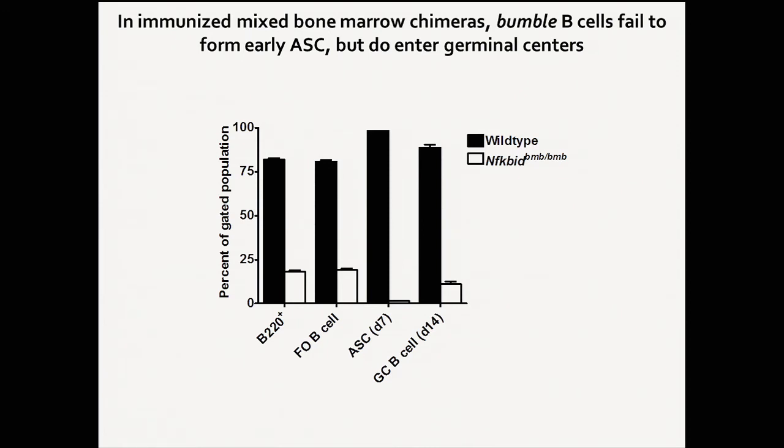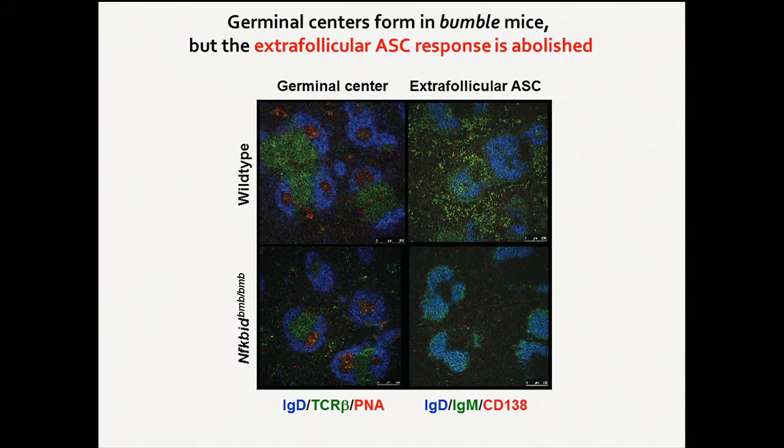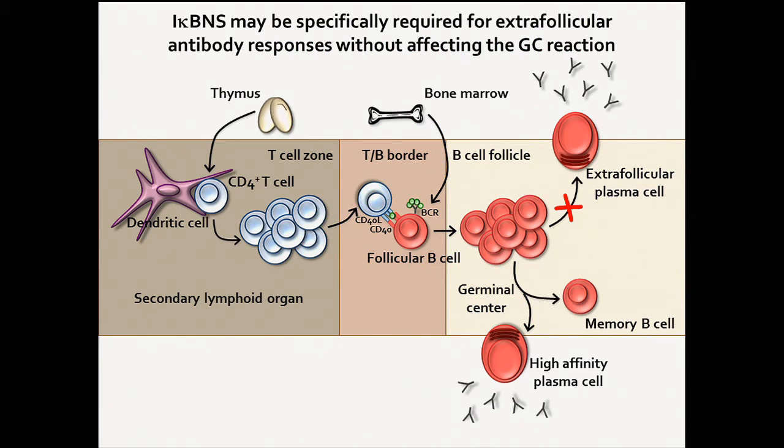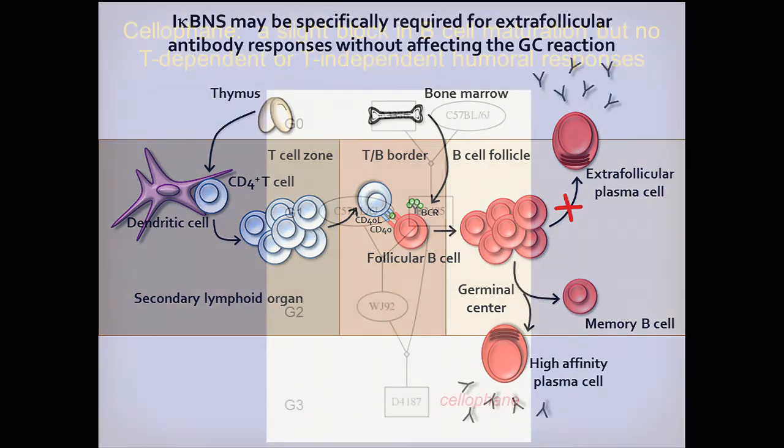Quantitating these data, we then see a disproportionate lack of antibody-secreting cells at day 7 and a fairly normal number of germinal center B cells by day 14. And going along with that, if we simply stain for IgM-producing plasma cells in the extrafollicular regions, we see in bumble that there just aren't any such cells. They're very abundant in the wild-type mouse, but not in the bumble homozygotes. We therefore place the lesion that bumble imparts somewhat here on the pathway. This protein seems to be required for the decision to make early extrafollicular antibody-secreting cells.